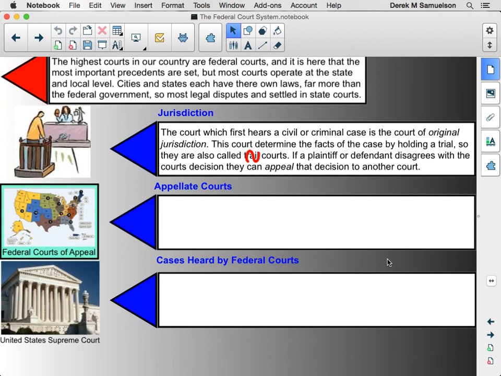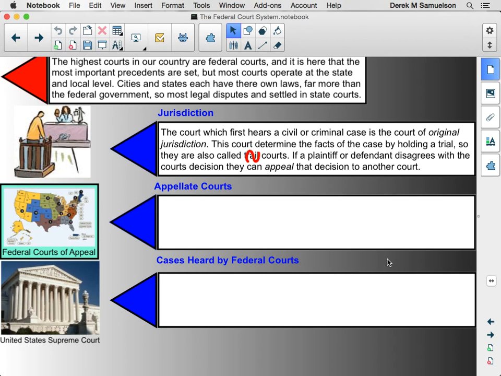Jurisdiction. Jurisdiction is a fancy word for basically who has the right to hear a case. The court which first hears a civil or criminal case is the court of, quote, original jurisdiction. Original jurisdiction is the court that had the right to hear the case first. This court determines the facts of the case by holding a trial. So they're also called trial courts sometimes. And if a plaintiff or a defendant disagrees with that court decision, that is, they went through the whole process, judges, lawyers, etc., and the defendant doesn't like the result, well, they can appeal. They can appeal that decision.